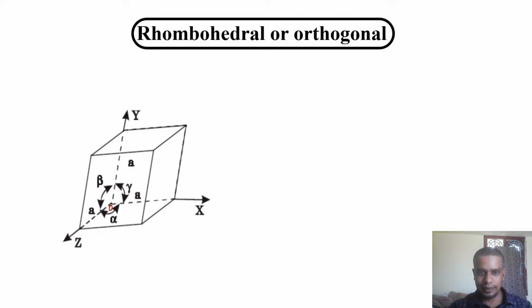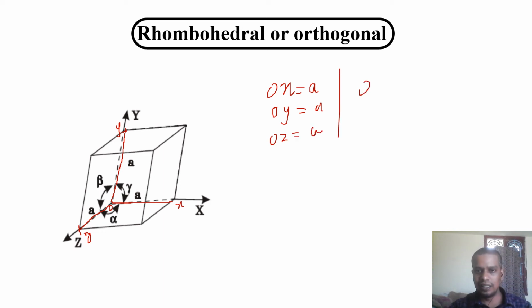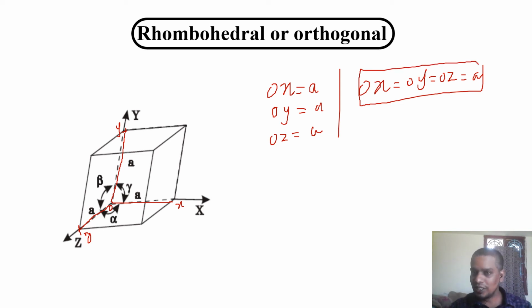Here, if you look at the three intercepts, the first intercept length is OX, that will be equal to A. Along the y direction, the intercept is Y, the length is OY, equal to A. Along the Z axis, the intercept is Z, the length is OZ, that will be equal to A. Hence, you can define OX equal to A, OY equal to A, OZ equal to A. So you can tell the three axial lengths OX, OY, OZ are equal to A. This is the first condition it has to satisfy. Even the cubical system has the same condition.